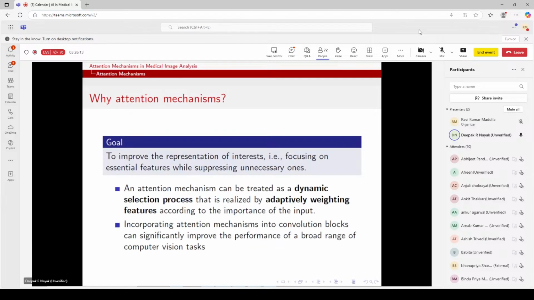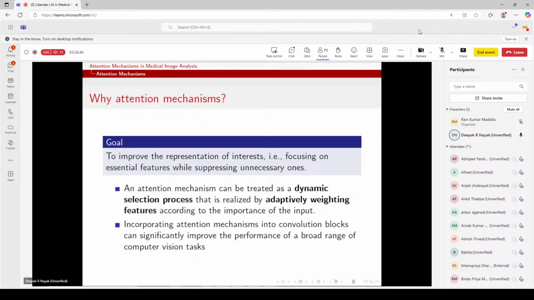We want to improve the representation of interest. That means we want to focus only on the salient, important features while ignoring the irrelevant ones, right? So how can we treat this? This kind of attention mechanism can be treated as a dynamic selection process. I will talk about why it is called a selection process, and what kind of things we are selecting here, right? And this can be easily realized by adaptively weighting the features. So there is a weighted combination, and I will talk about it later on.